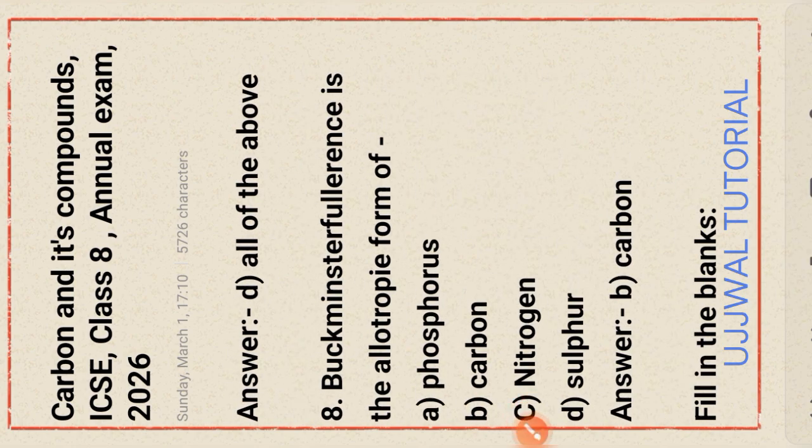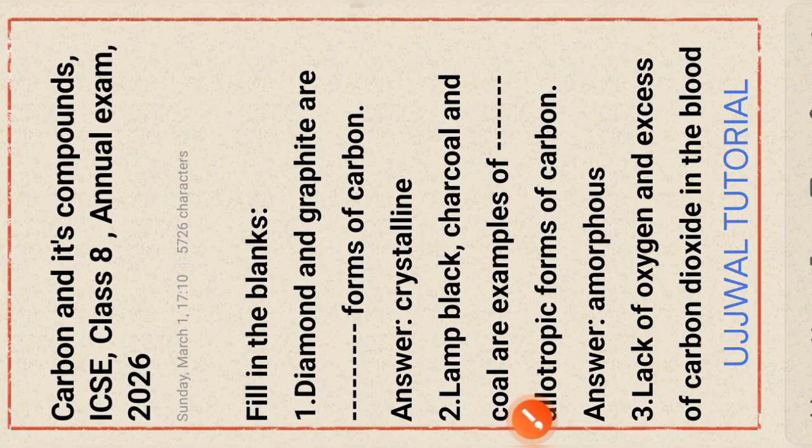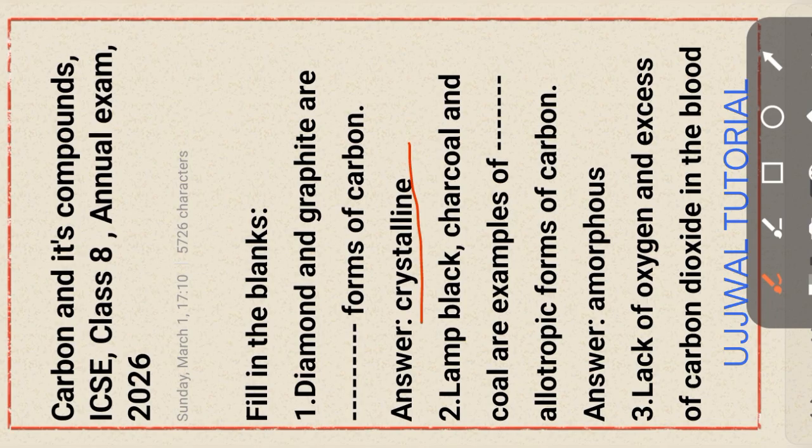Okay. Next question, question number 8. Buckminsterfullerene is an allotropic form of carbon. That is option B, the right answer. Next question type, fill in the blanks. Diamond and graphite are forms of carbon. That is crystalline form. Okay.